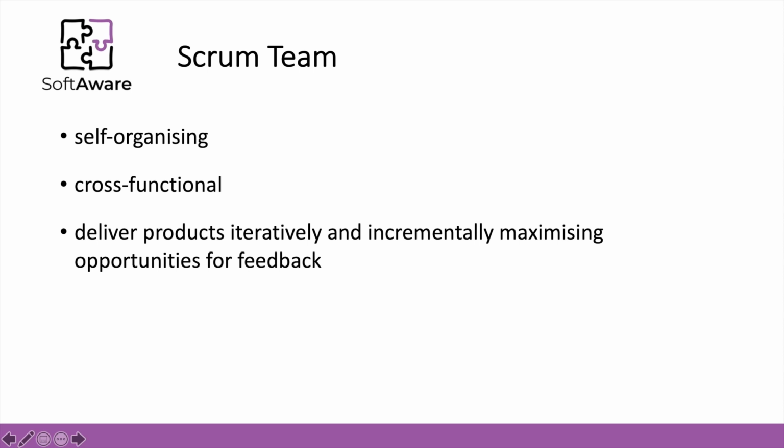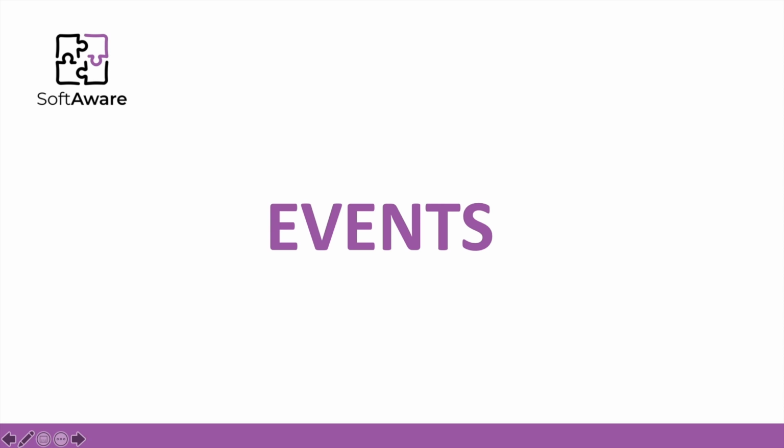A Scrum team should be self-organizing, should be cross-functional, should deliver products iteratively and incrementally, maximizing opportunities for feedback, and this leads us to the events.